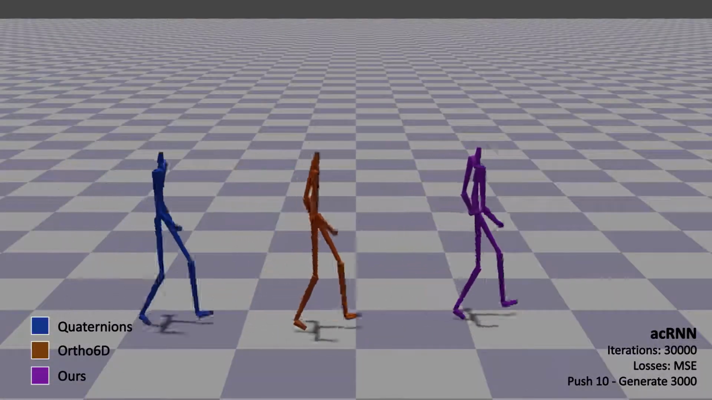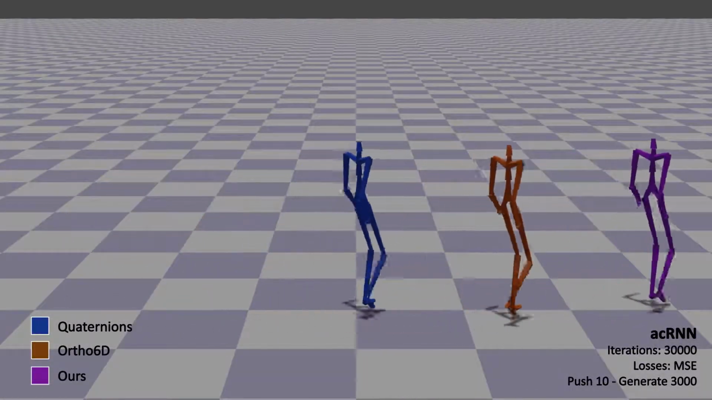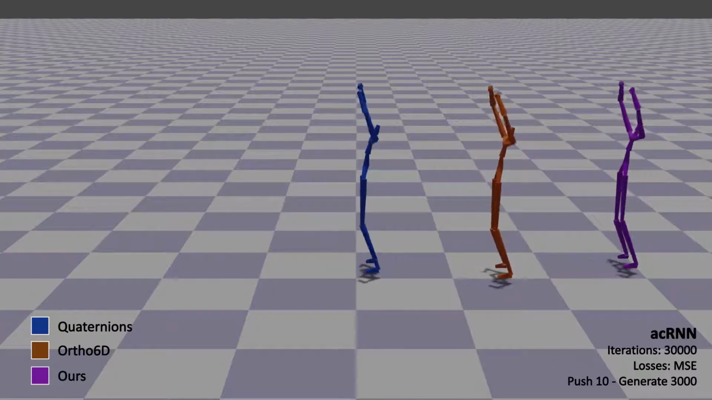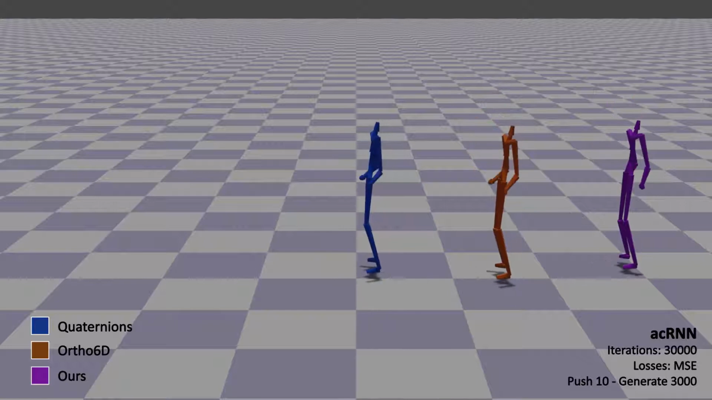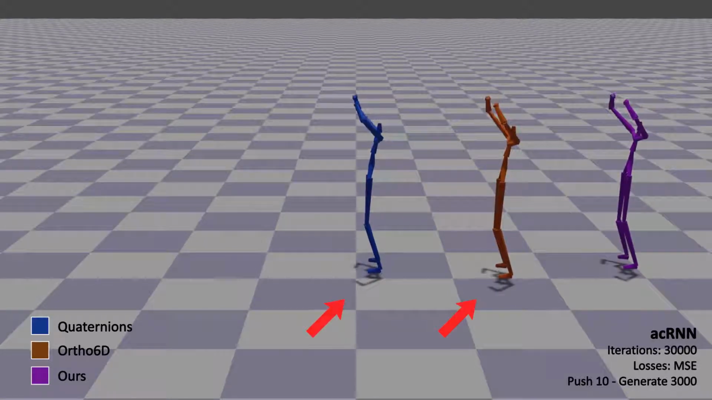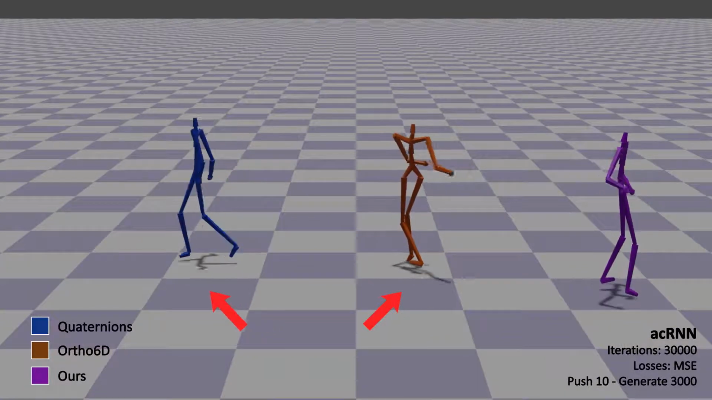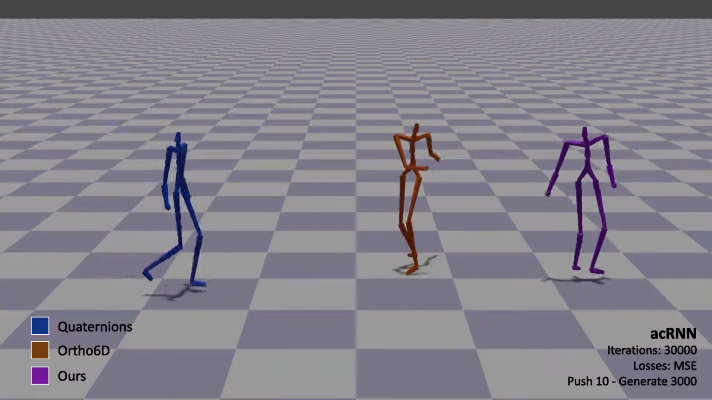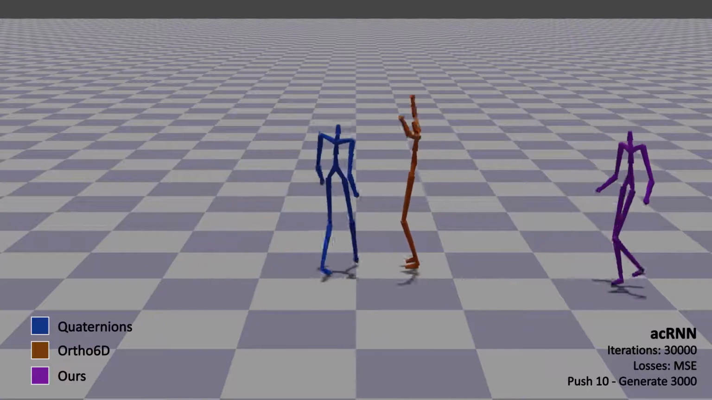Next, we assess the learning and convergence of various representations using the same losses at different training stages. With 30,000 iterations, the motion generated with quaternions in blue and ortho-6D in orange present artifacts. Note the shaky motion of the blue and orange characters. On the other hand, these are not evident with our representation.